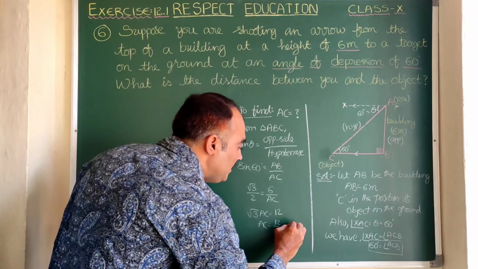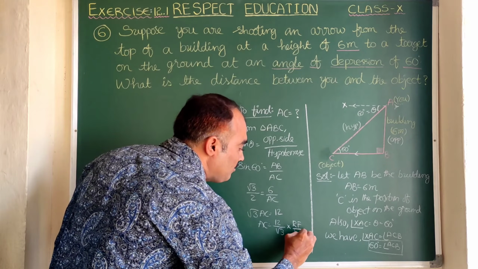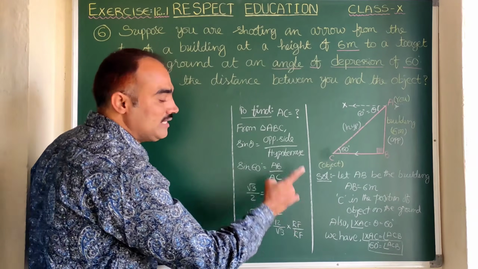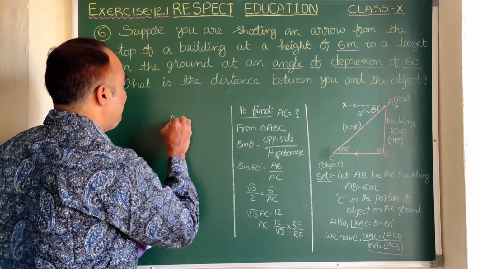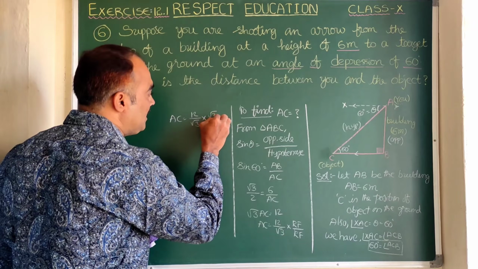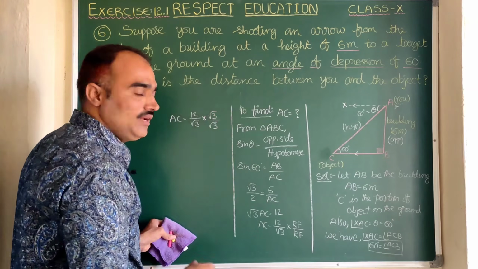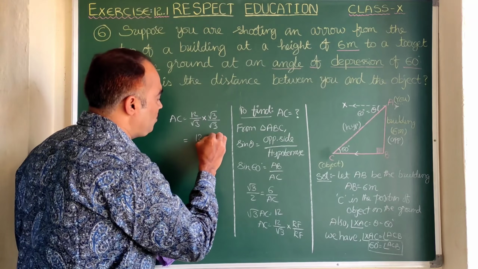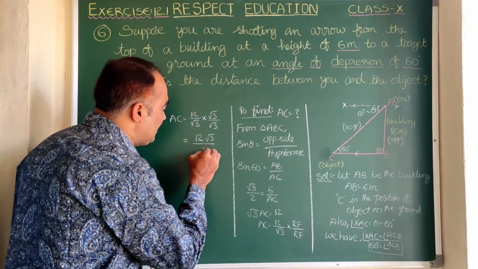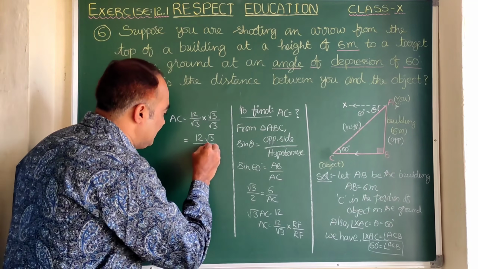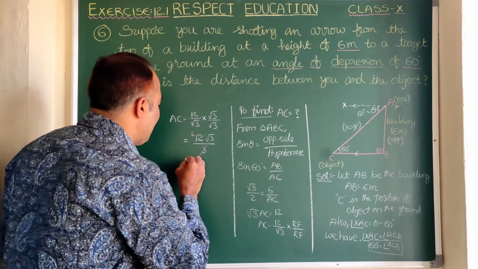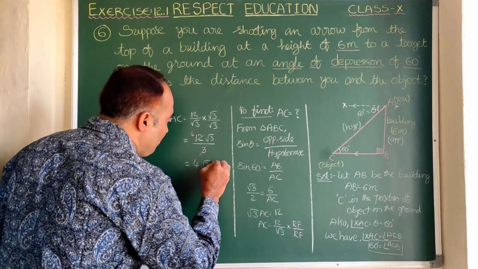As it is an irrational denominator, we need to multiply and divide by the rationalizing factor. As we know, the rationalizing factor of root 3 is again root 3. So here AC will be 12 by root 3 into root 3 by root 3. On simplification, we can write 12 into root 3 by root 3 into root 3, which is root 3 whole square. Square and root get cancelled, so here we get 3. So we can cancel 12 with 3, 4 times. So here we get answer 4 root 3 meters.